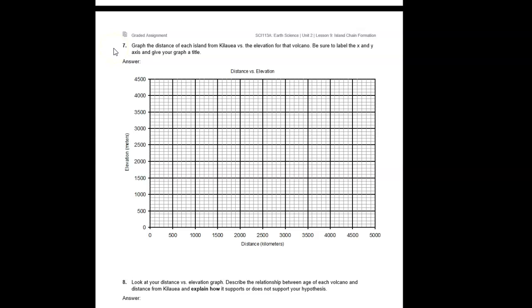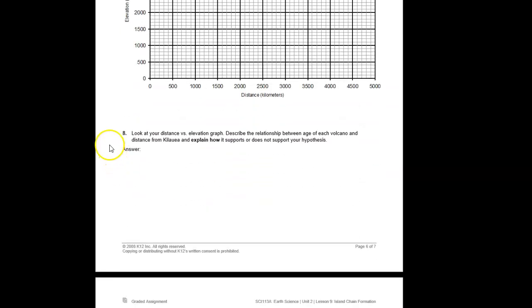Question 7 is taking a look at the data from a separate angle. So we're looking at the distance of the islands from Kilauea. So how far are they from the island of Kilauea, which is the one that's most recently erupted, versus the elevation. So now we're taking a look at that map that shows us elevation data. Be sure to label the X and Y axes. So we have the axis labels here, or if you make your graph in Excel, you can create your own axis labels.